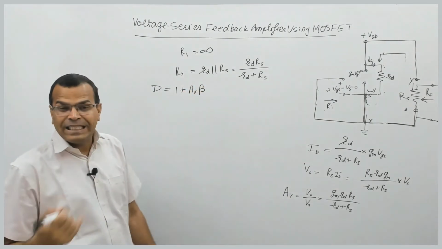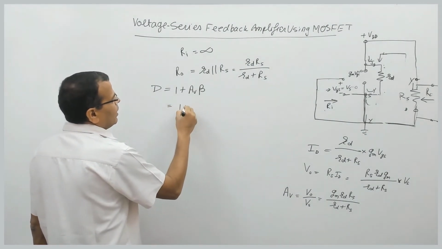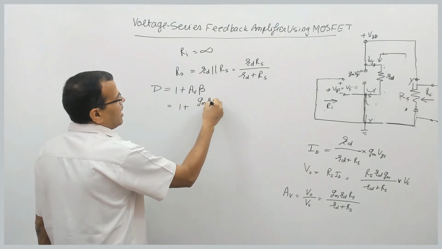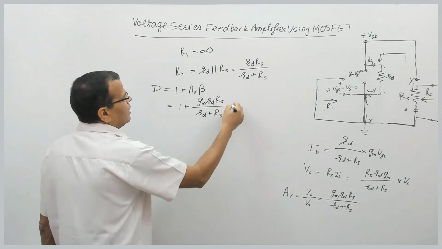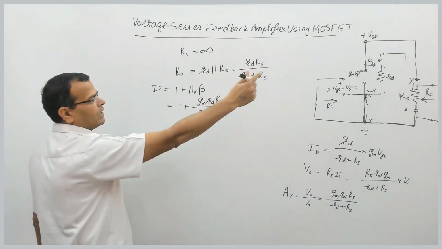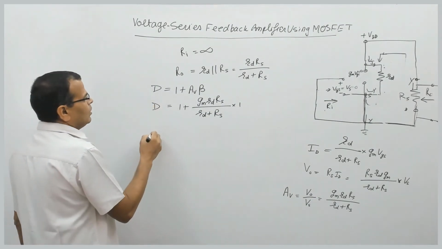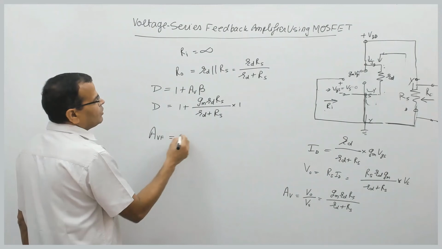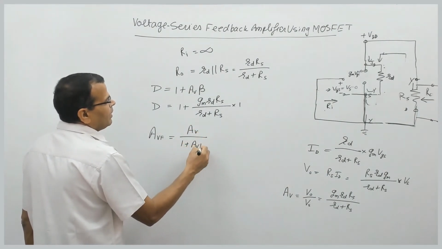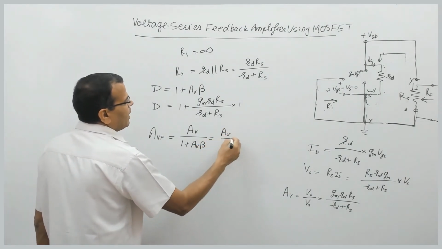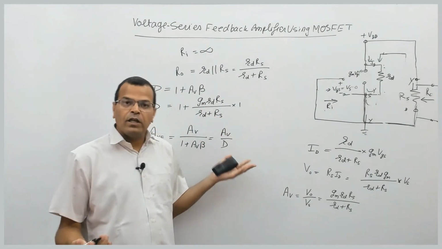Now D, the desensitivity of the amplifier, is defined as 1 by AV into beta. That is known as the desensitivity, right? And you know what is AV. I have given that. So 1 plus GM RD RS divided by RD plus RS, multiplied by beta. For this circuit I have already given, that was 1. So that is D. So voltage gain with feedback is what? Voltage gain without feedback divided by 1 plus AV into beta, or that is AV by D. You know what is AV and you know what is D. You simply put it there.